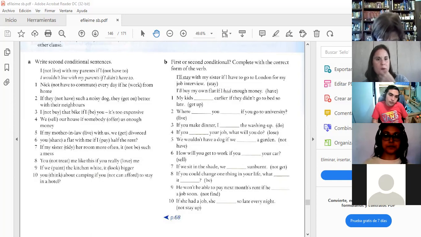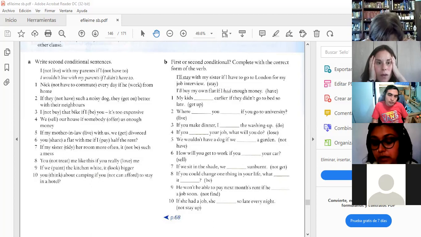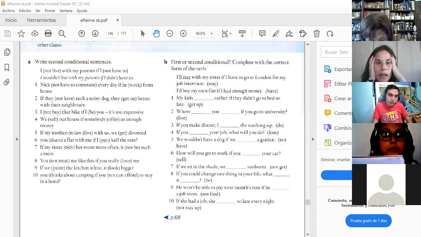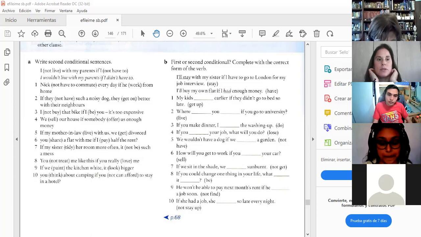Wadi, let's start with number 2. Yes, I put if they didn't have such a noisy dog, they would get on better with their neighbors. Excellent. If they didn't have such a noisy dog, they would get on better with their neighbors. Nico, number 3, please.